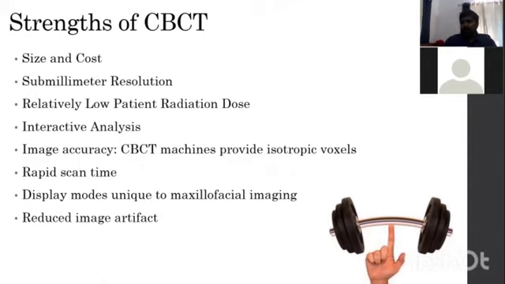Actually, I already told you CBCT has more artifacts than CT, but reduced image artifacts means that newer imaging technology, newer 3D machines or CBCT machines, are using metal artifact reducers, that is MAR, or other artifact reducers combined with the software to reduce the artifacts and give higher quality pictures.